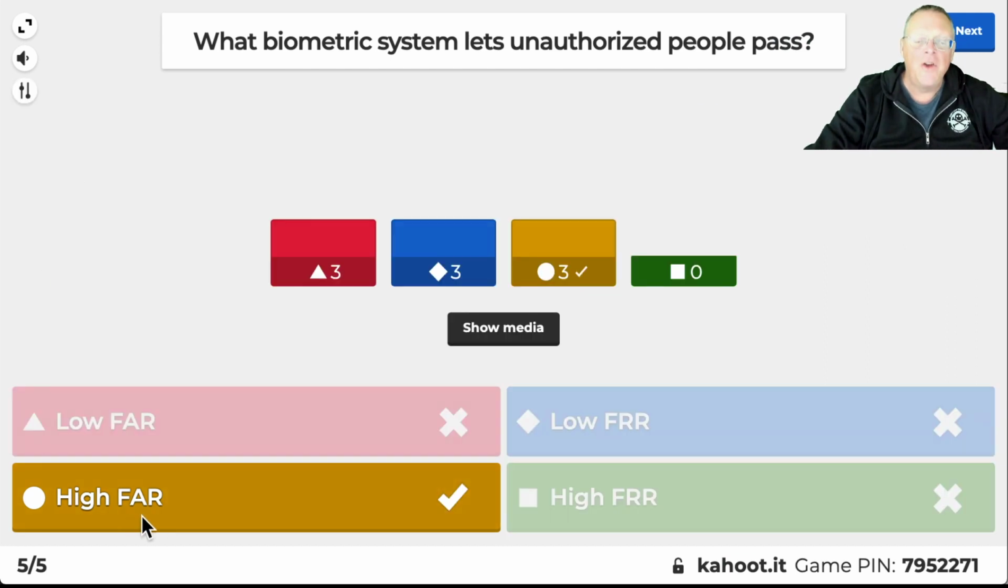If you have, that's a high false accept rate, a chance of an unauthorized person getting in.